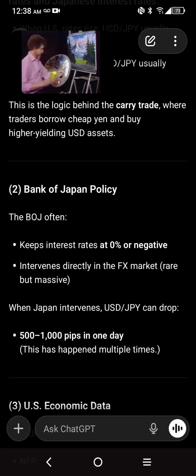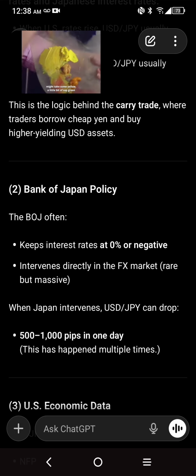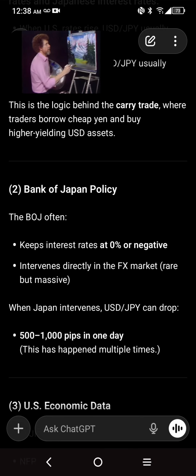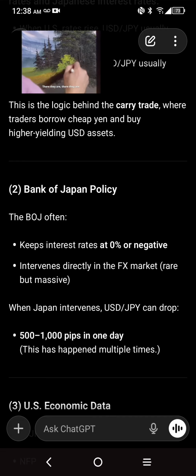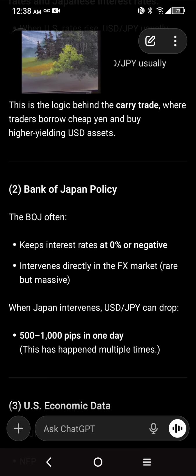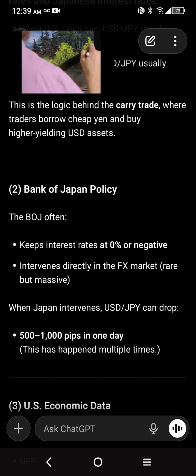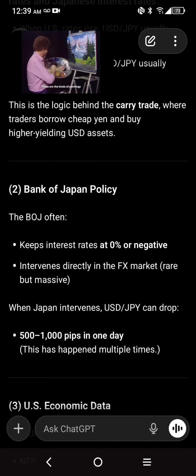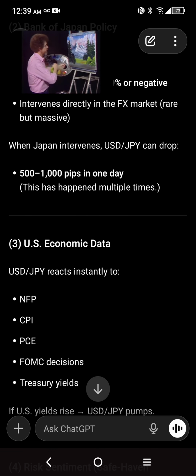And when Japan intervenes, US dollar yen can drop 500 to 1,000 pips in one day. This has happened multiple times. And if you don't know, a pip is a point, like a fractional point that moves whole points or whole numbers in the quotation of the pair. Okay, which is something that we'll go over, the quotations and all of this.